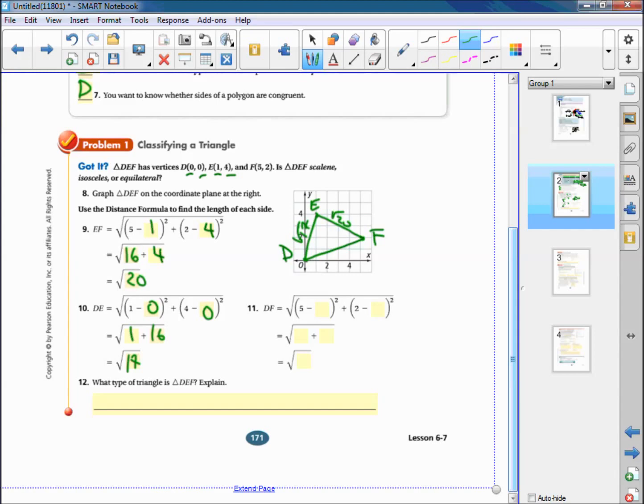So let's find the distance from D to F. D to F is going to be 5 minus 0 and 2 minus 0, which will give us 25, and then plus 4, which is 29. So this is the square root of 29. Okay, so none of these are going to match. So what type of triangle do we have? Explain. So we have a scalene triangle. All sides have a different length.